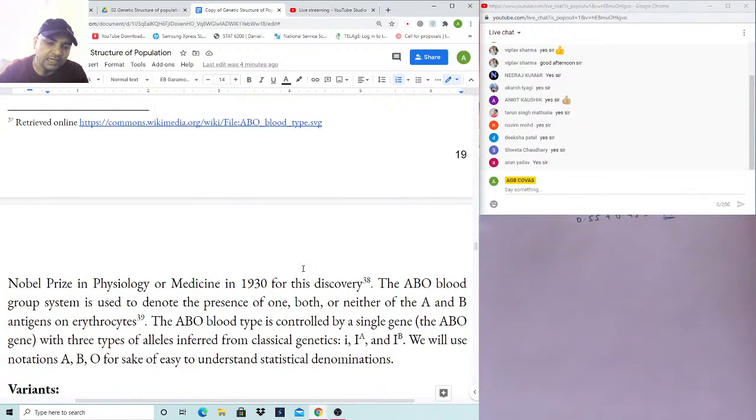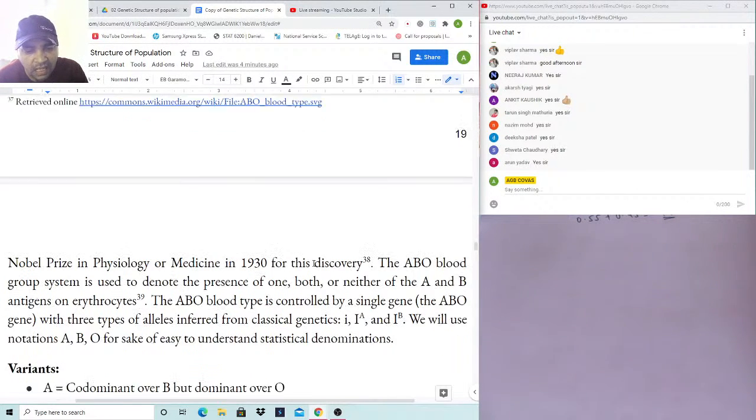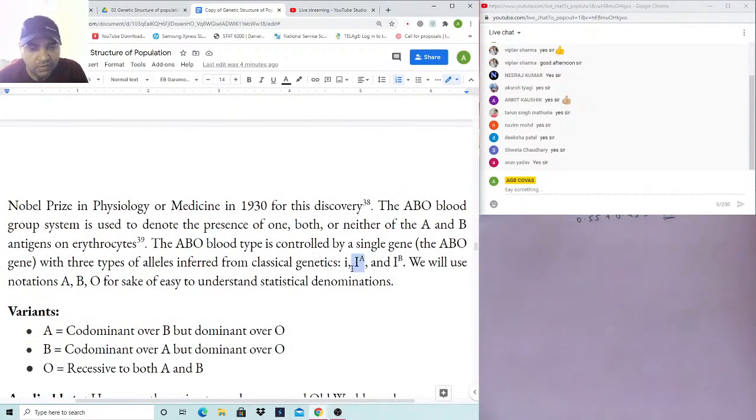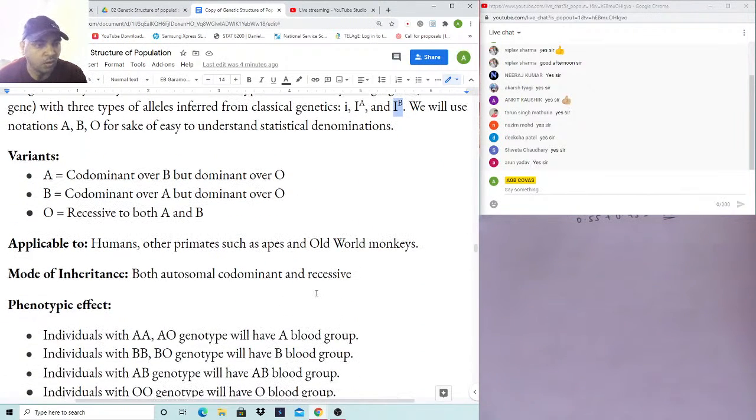If I infer from classical genetics, they used to denote these as small i, IA, and IB. So now instead of I or IA, IB, for ease of understanding, I will be using A, B, and O. That is, small i is for O, IA for A, and IB for B, so that in statistical denomination you will be able to understand. Now, the mode of inheritance is such that A is codominant with B but dominant over O, B is codominant with A but dominant over O, and O is recessive to both A and B.